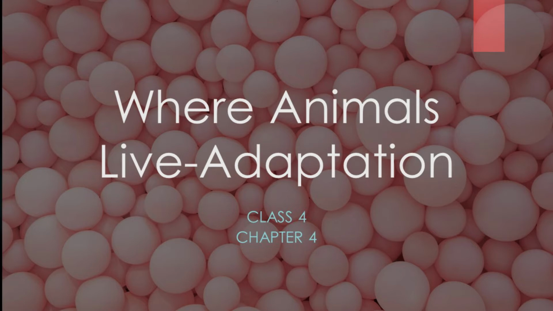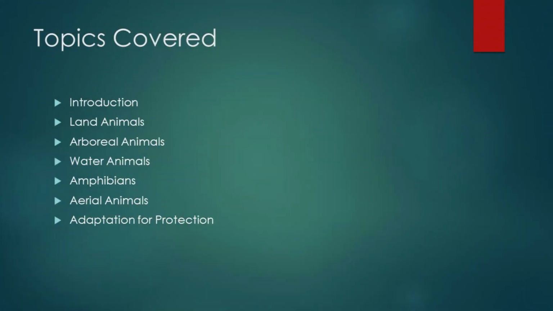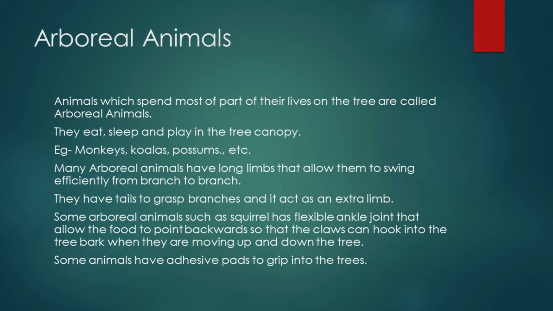Today this is the second part of the video of chapter 4, Where Animals Live - Adaptation. In the last video we discussed land animals, that is terrestrial animals, in which we discussed the camel and polar bear. Today we will discuss arboreal animals. Now what are arboreal animals? Animals which spend most part of their life on the trees are called arboreal animals.